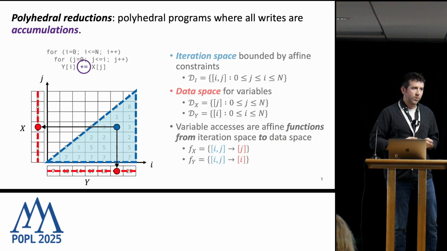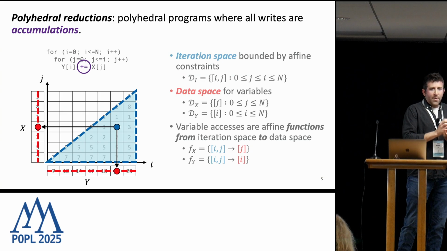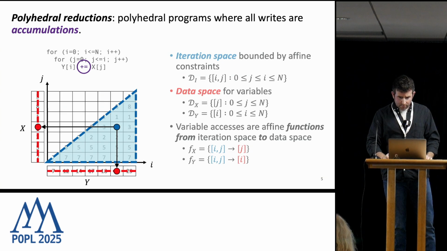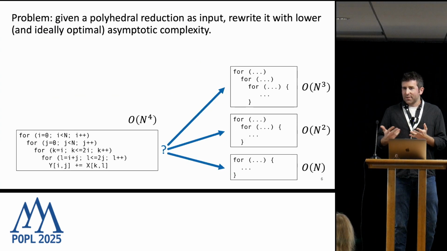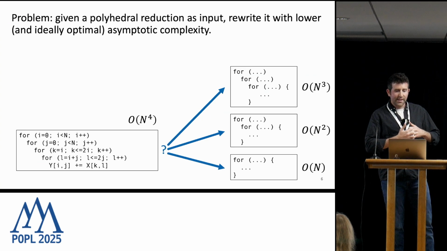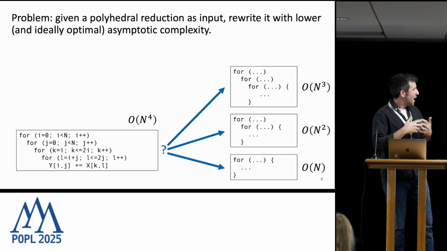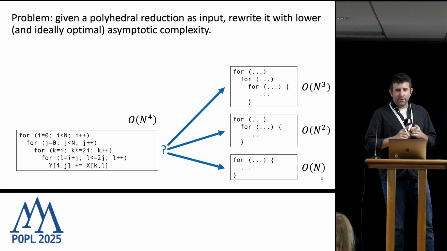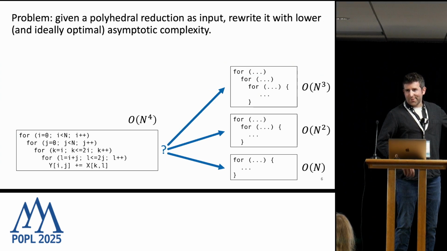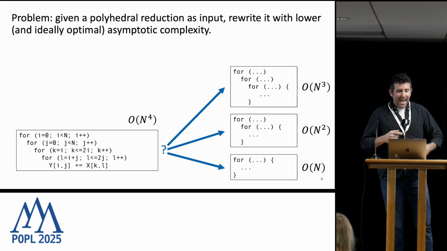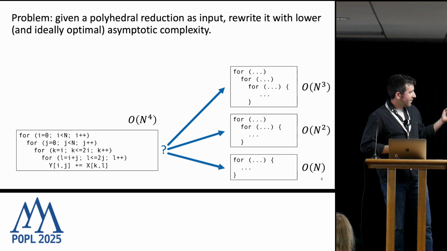So we have plus equals, or max equals, or op equals. Now, the problem that the paper that did this work solves is, given some polyhedral reduction as input, can you rewrite it with a lower and ideally optimal asymptotic complexity? So I give you some loops like this, some loops four levels deep, and can you rewrite for me an equivalent version that is cubic, quadratic, or linear?